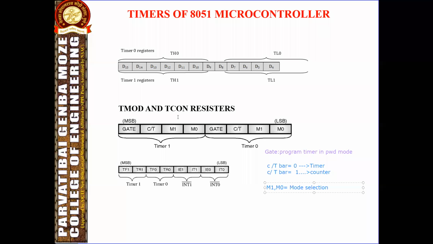The operation of the timer can be controlled by selecting the bits of the TMOD register, which is present in the special function registers of the memory. By selecting particular bits, the mode of operation can be controlled. Let's see each bit one by one. First, considering the MSB bit, GATE. The gate is used to program the timer in pulse width measurement mode.